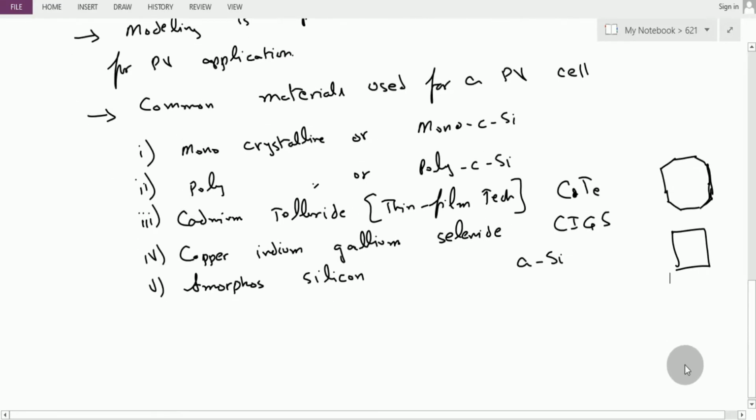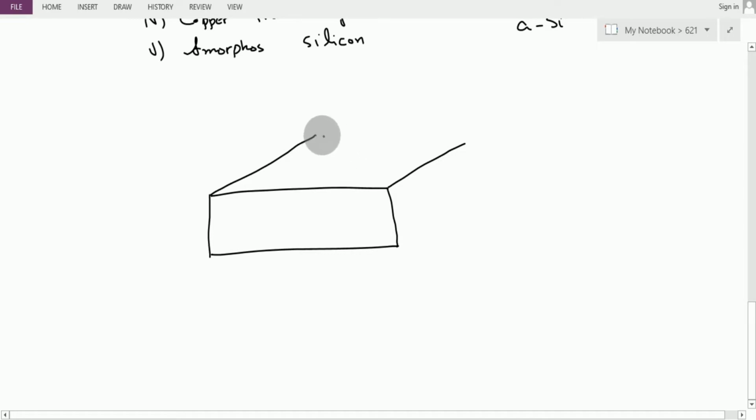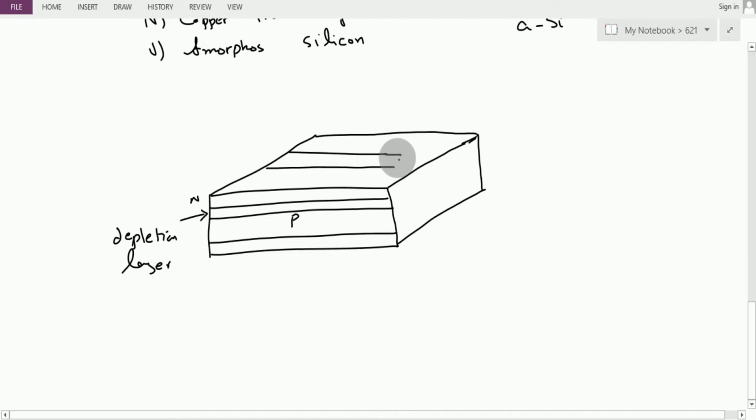So whatever kind of photovoltaic cell it is, the basic structure is something like this one. On the top we have this N layer, and on the bottom we have this P layer, and beneath this P layer we have the substrate, and this one is the depletion layer. On top of that we have various metallic strips which are connected to provide the negative side here, and this P side is connected with the positive side.